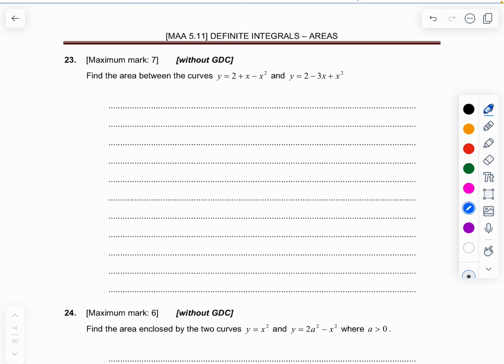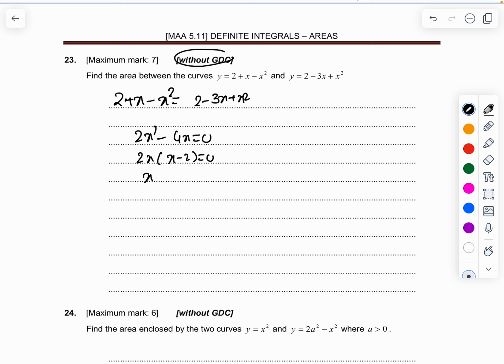Question number 23. Find the area between the curves. So first of all, and without GDC, so solve it out and find the point of intersection. Minus x square equals to 2 minus 3x plus x square. So it becomes 2x square minus 4x equals to 0. 2x common, x minus 2 equals to 0. So x equals to 0, x equals to 2.